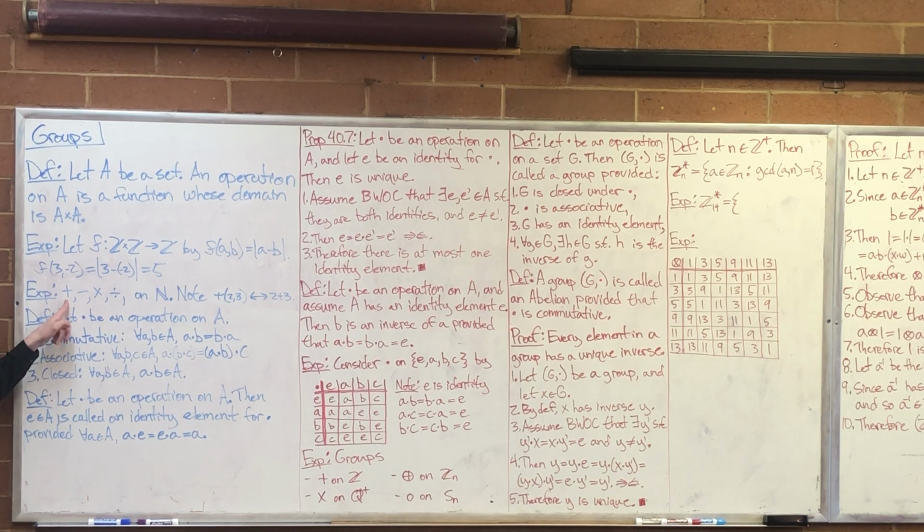Plus on the natural numbers. Is that an operation? Yes. What about subtraction? No, because you can do like 2 minus 5, and that gives you a negative number, which isn't natural. I'm just confused.